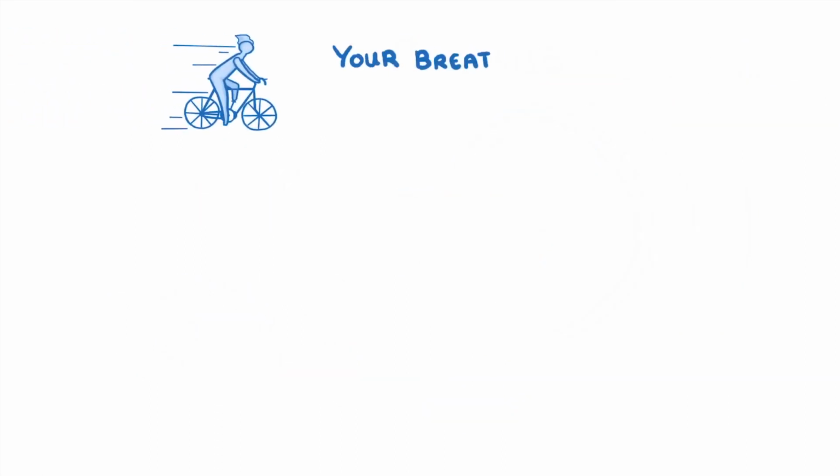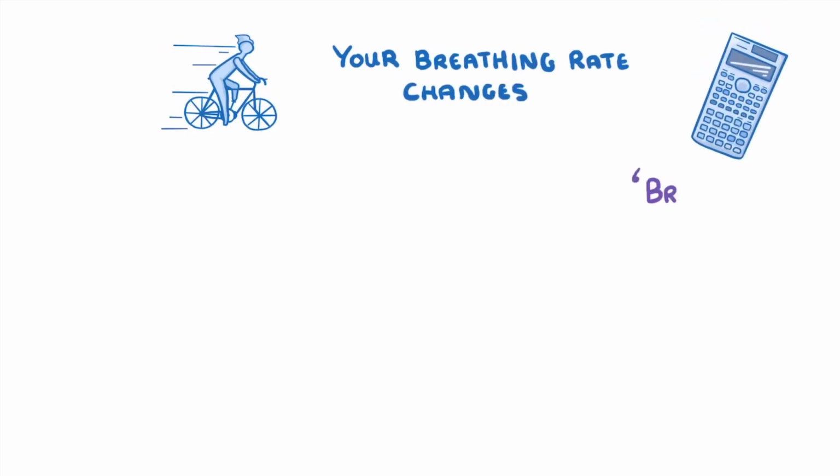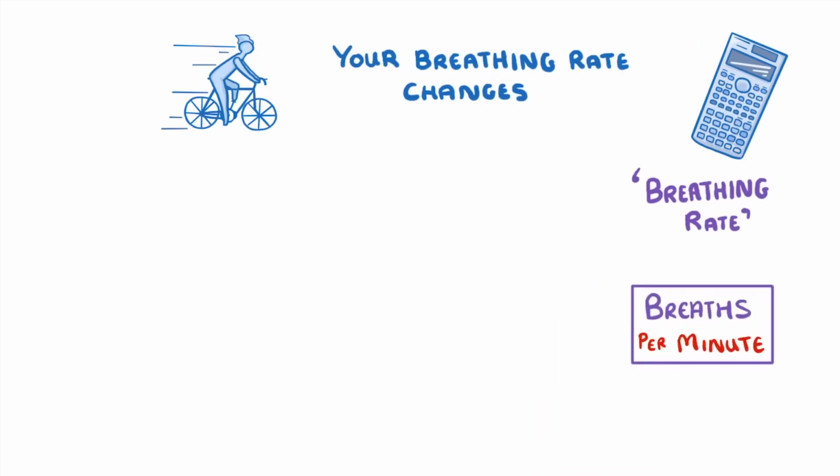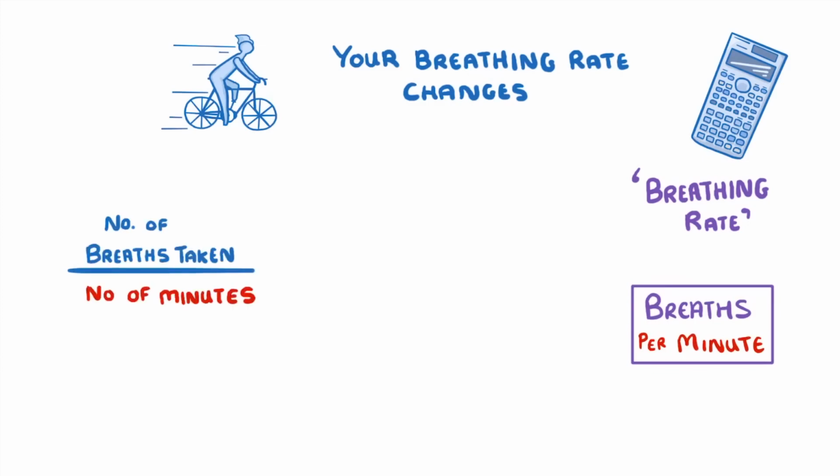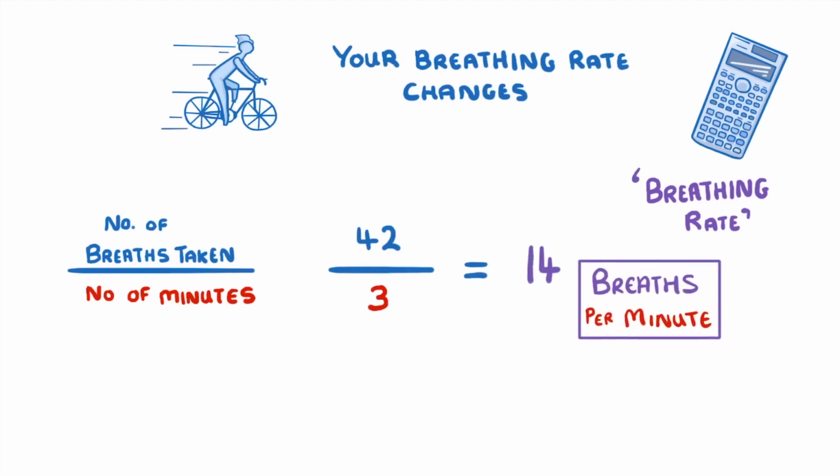Now, you've probably noticed that when you do exercise, your breathing rate changes. And you could be asked to calculate this breathing rate and give your answer in breaths per minute. It's a pretty easy equation though. You just divide the number of breaths taken by the time in minutes that those breaths took. So if you took 42 breaths in 3 minutes, your breathing rate would be 14 breaths per minute.